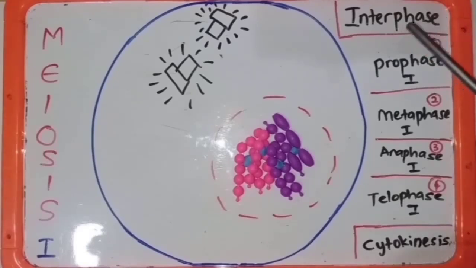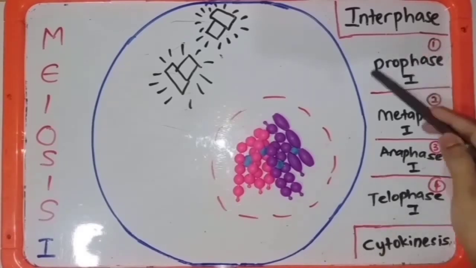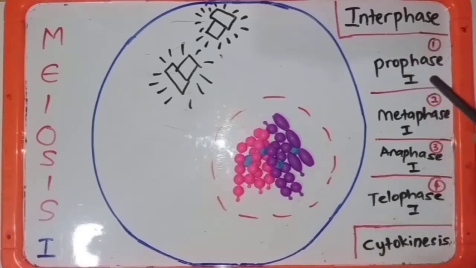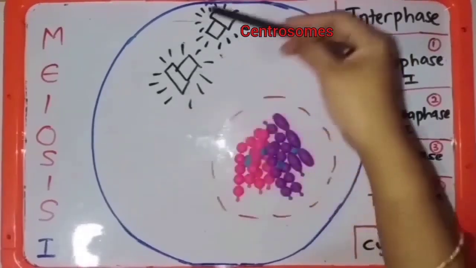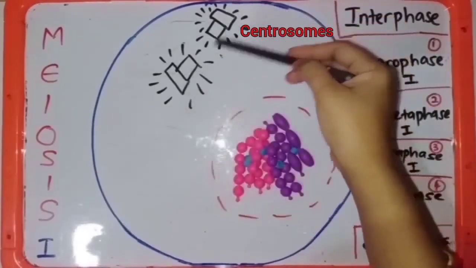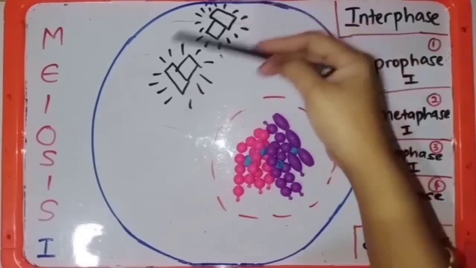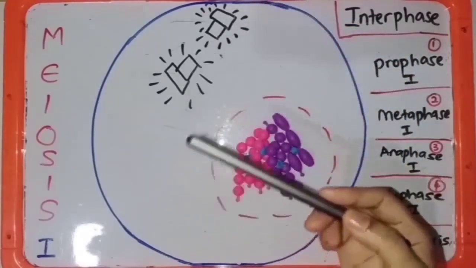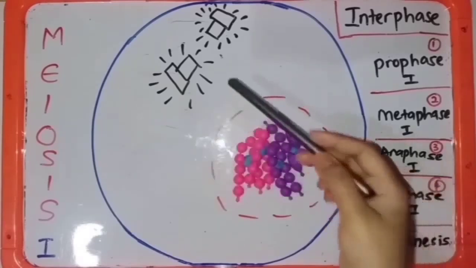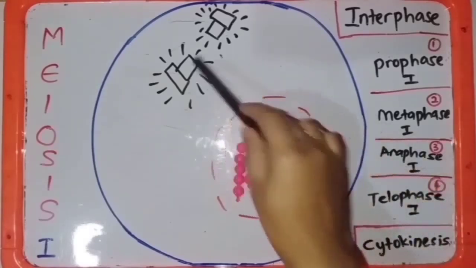After interphase, the first stage of meiosis 1 is prophase 1. During prophase 1, the 2 centrosomes start to move toward the opposite poles of the cell. While the 2 centrosomes move toward the opposite poles of the cell, spindle microtubules extend out from the centrosomes.